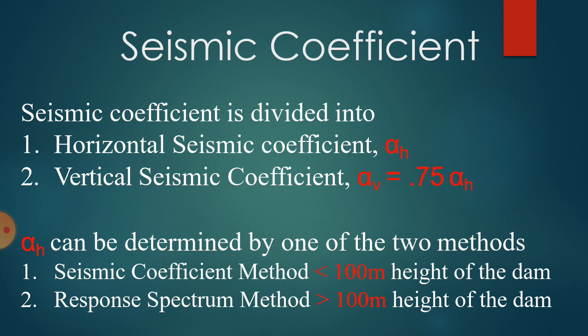Now alpha h can be determined by one of two methods for finding the horizontal seismic coefficient: the seismic coefficient method and the response spectrum method. The seismic coefficient method can be used where the dam height is less than 100 meters, and the response spectrum method is used where the dam height is greater than 100 meters.